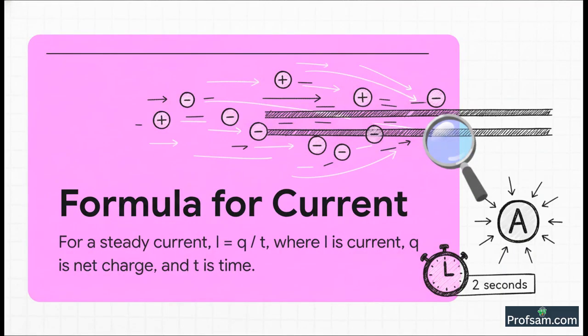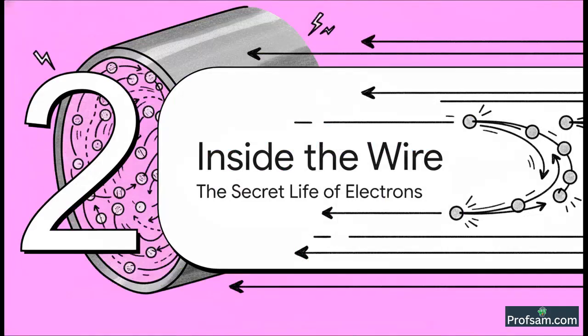And of course, we have a formula for this. The formula for current is I equals Q divided by T. Here, I stands for current, which we measure in amperes, Q is the total charge, measured in coulombs, and T is the time in seconds. So it's really just asking, how much charge is flowing past a certain point every second? Super straightforward.